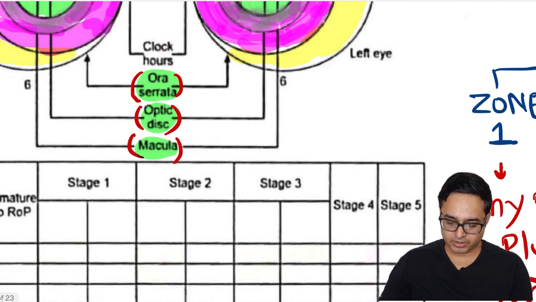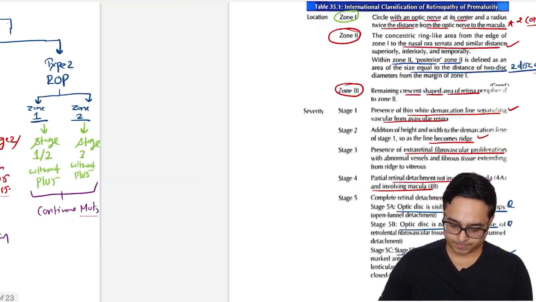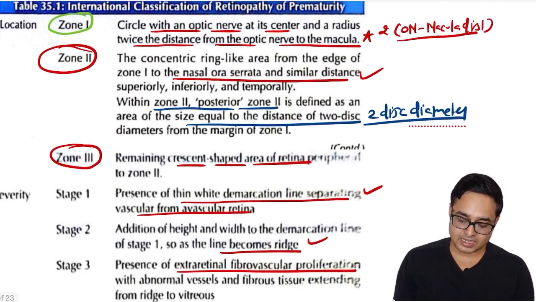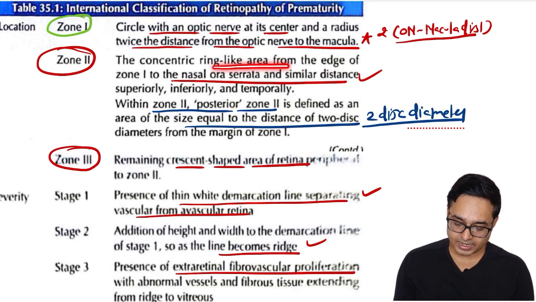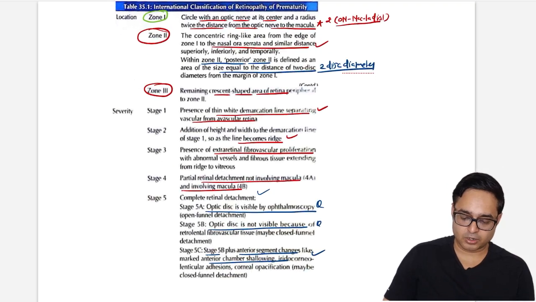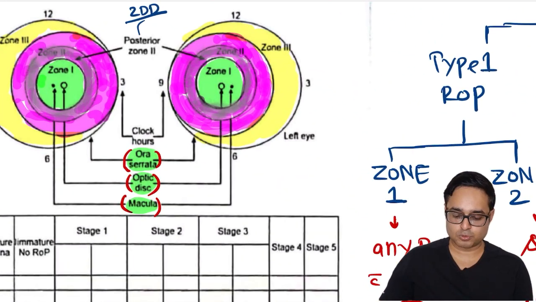We'll talk about zone 2 now. Zone 2 is a concentric ring-like area from the edge of zone 1 to the nasal ora serrata, and a similar distance superiorly, inferiorly, and temporally. This is zone 2. A posterior zone is also found, which is an area equal to the distance of two disc diameters. Don't worry, I'll explain this.